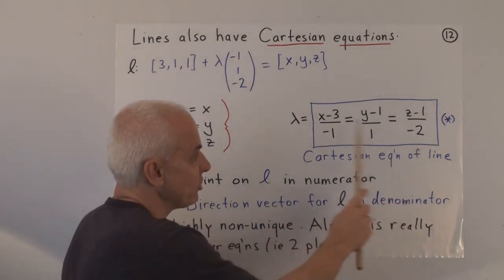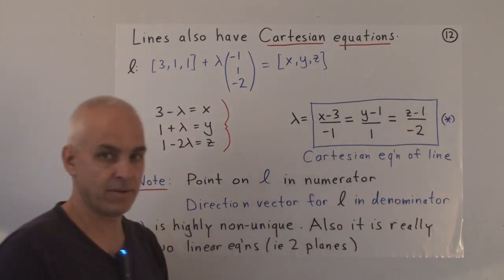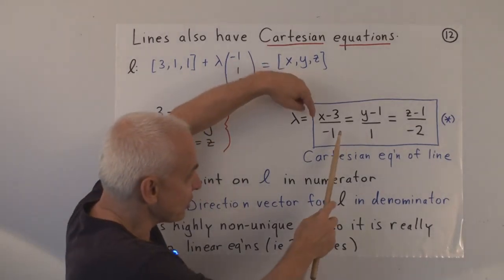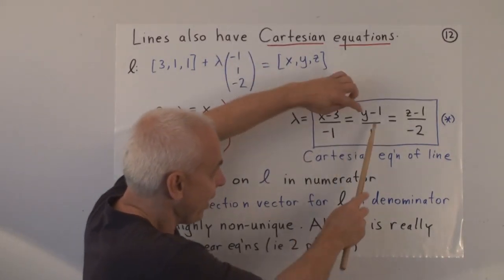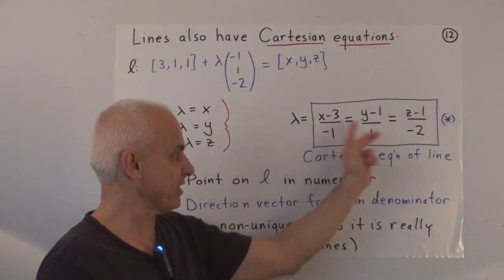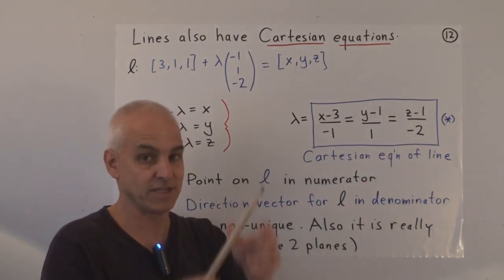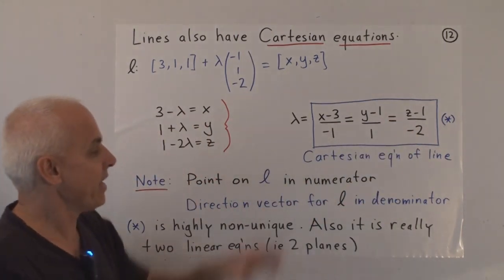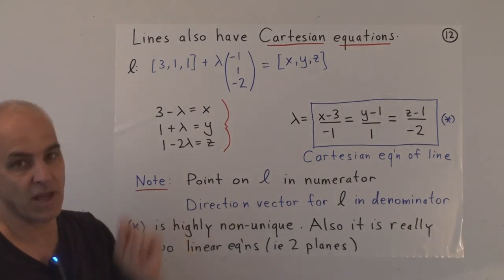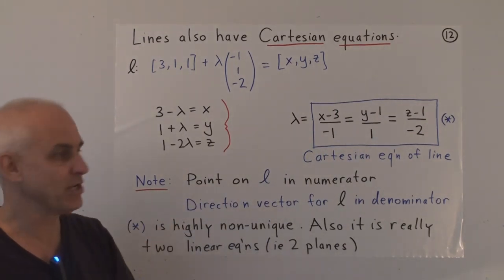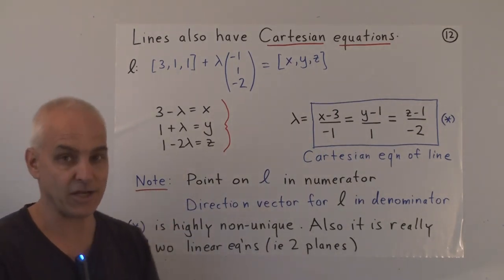This is a relation between x, y, and z, and there are really two equations here. There's really this equals this, and this equals this. So I've written it as one equation, but there are really two separate equations there. This is the Cartesian equation of the line, or a Cartesian equation of the line, because it's highly non-unique.